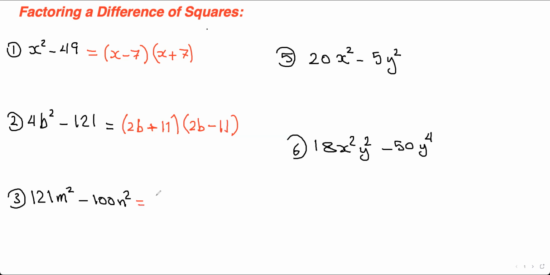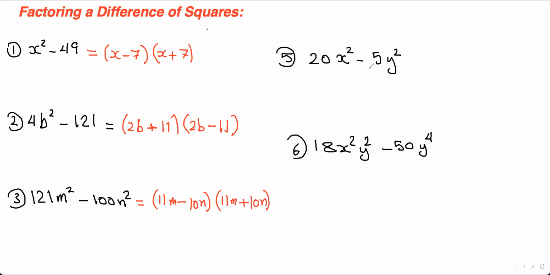How about this one? We apply the same thing. One is negative, one is plus. Now the square root of 121m squared: the square root of 121 is 11, and the square root of m squared is just m. We write that at the start of both brackets. Then the square root of 100n squared is 10n, and that's what you have right here.